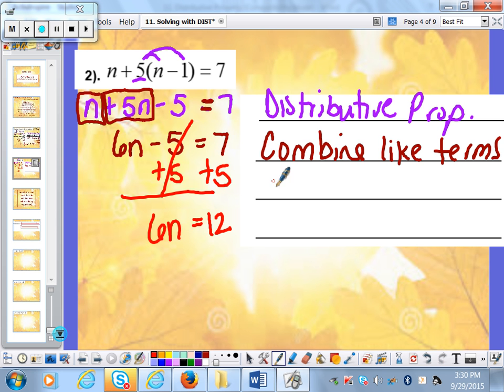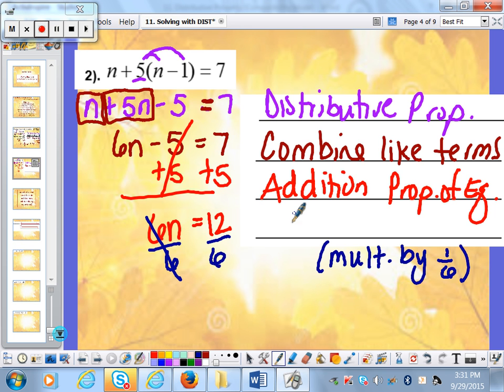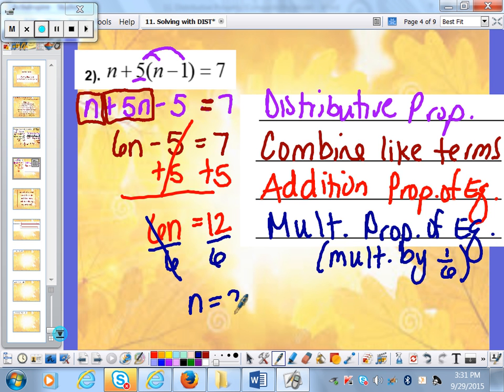I will justify that by saying that we used the addition property of equality. And my last step is that I need to divide by 6. Remember that dividing is really multiplying. In this case, dividing by 6 is the same as multiplying by 1/6. So we really use the multiplication property of equality. And we get that n is equal to 2.